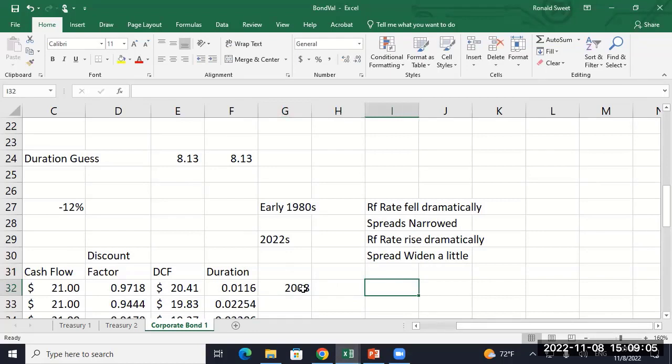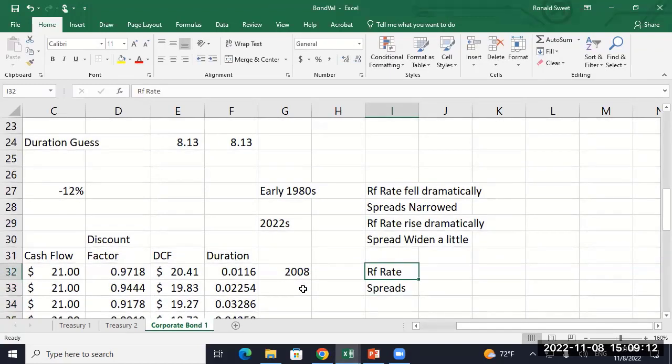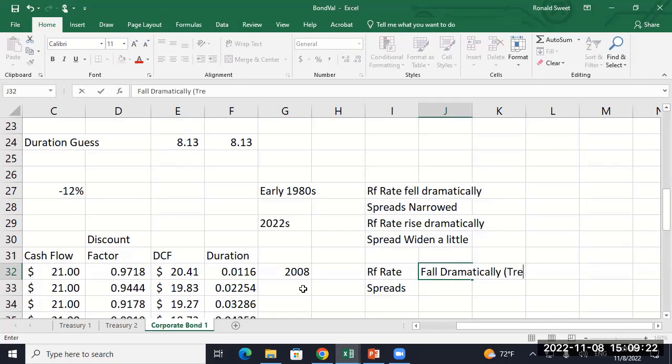Anybody have any idea what happened in 2008? Risk-free rate and spreads. What happened in '08? Risk-free rate did what? Fall or rise dramatically? Fall dramatically. So treasuries rallied strong that year. What did spreads do? Widen a whole bunch. So corporates fell dramatically.